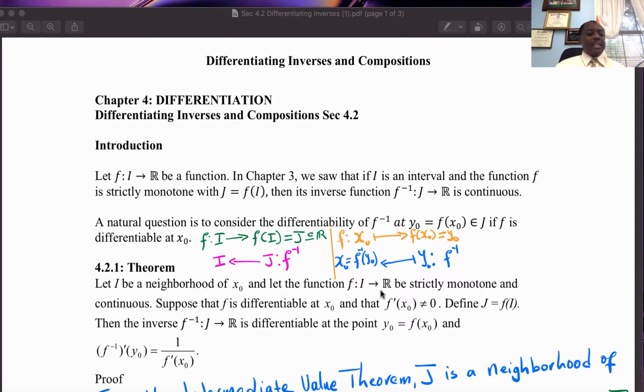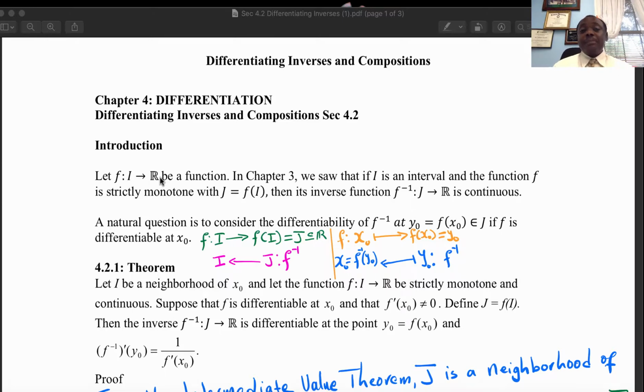These notes are taken from the text Advanced Calculus by Patrick M. Fitzpatrick, 2nd edition. Introduction. Let f be a function from the domain I, the interval I, to the set of real numbers, so a real valued function.